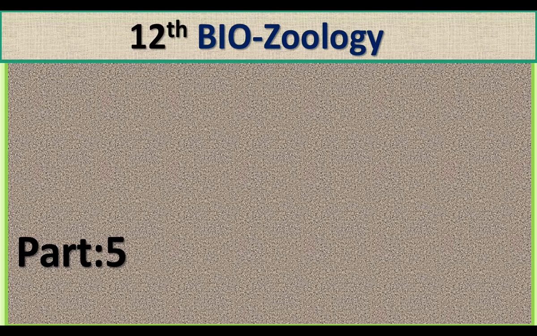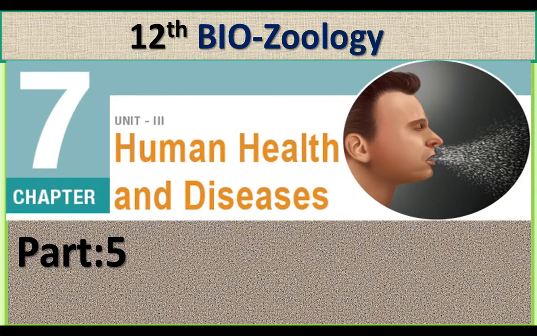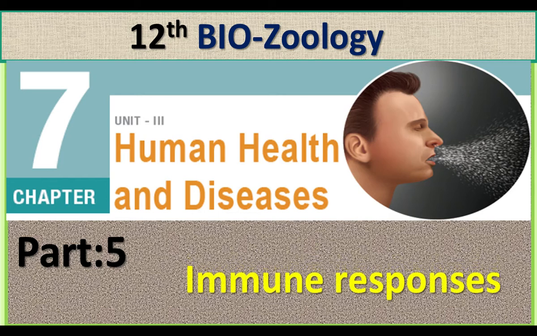12th Bio-Zoology, Chapter 7, Human Health and Diseases. In this part, we are going to study about immune responses. Immune system shows response after the entry of the foreign disease-causing pathogen. It is the reaction of immune system to the pathogen.